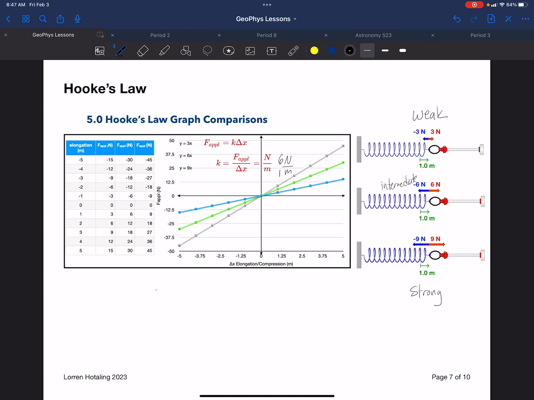So the spring constant k is the force required to stretch or compress a spring by 1 meter. It is the slope of a delta x versus F applied graph.